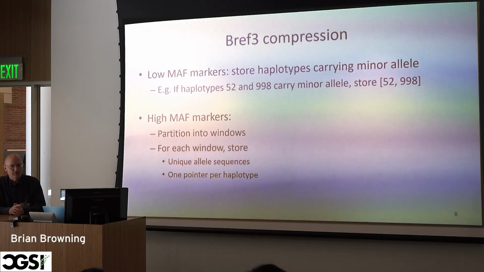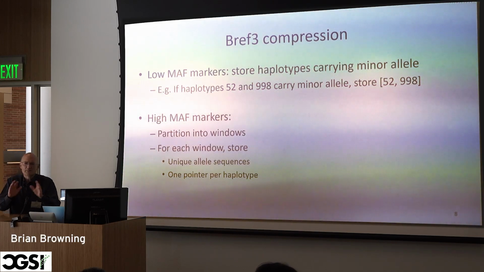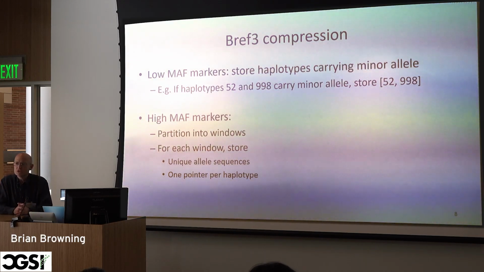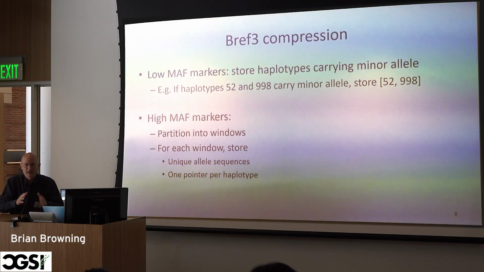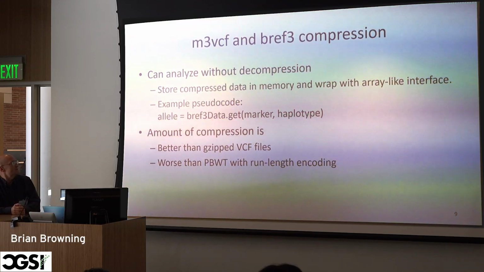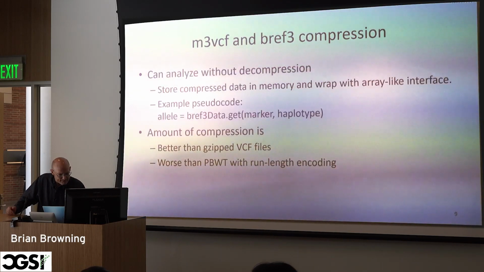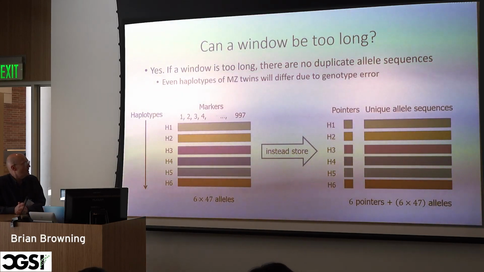When I checked recently, M3VCF and Bref4 have very similar amounts of compression on the test data set I looked at, which is what you expect. They have the same basic conceptual framework, although they differ in how the windows are defined. Setting the window lengths isn't super obvious.